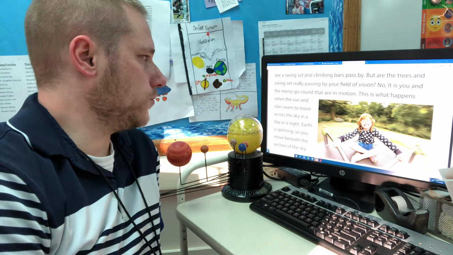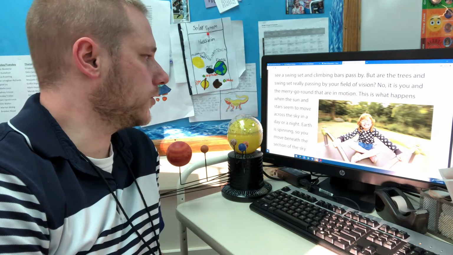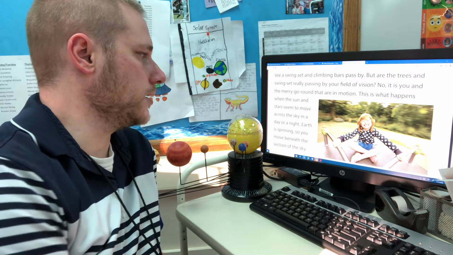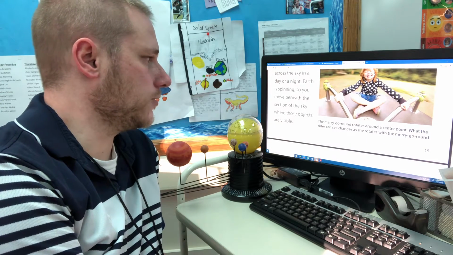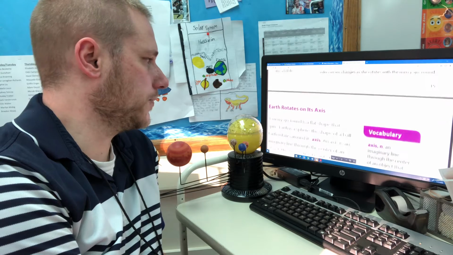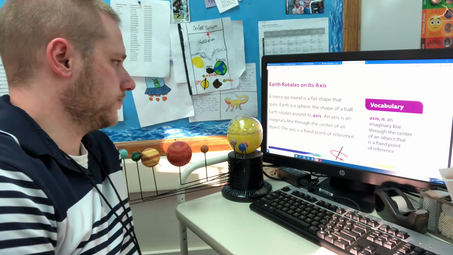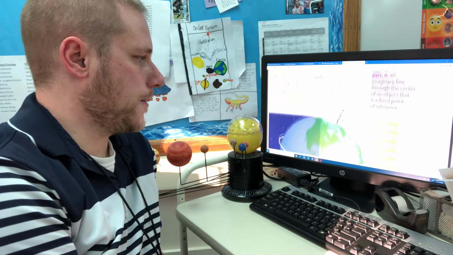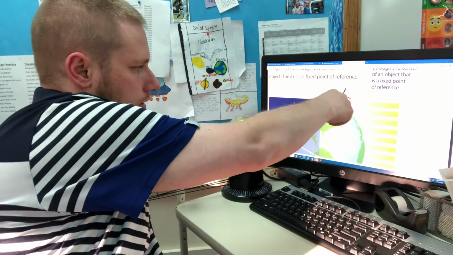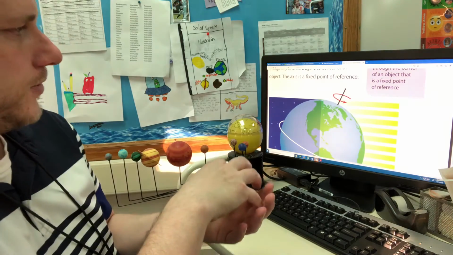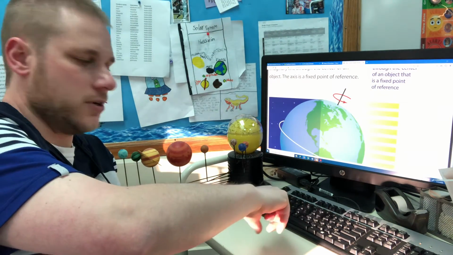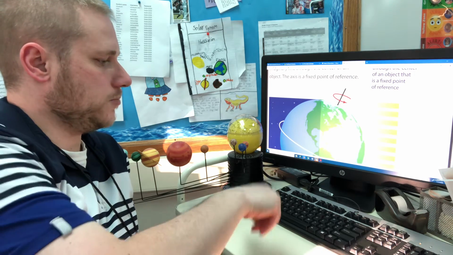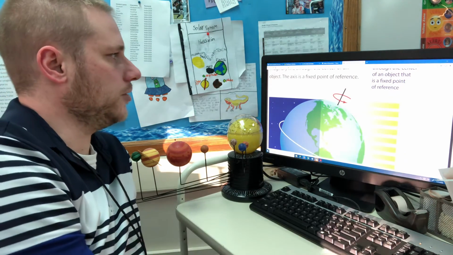This is what happens when the sun and the stars seem to move across the sky in the day or the night. Earth is spinning, so you move beneath the section of the sky where those objects are visible. Earth rotates on an axis. If you think of a lollipop, you have the stick and you have the ball, the sphere. So the axis is where it tilts. Or if you've played with a dreidel before, it's the top of the dreidel that spins it. That's where the axis is, the middle of the sphere.